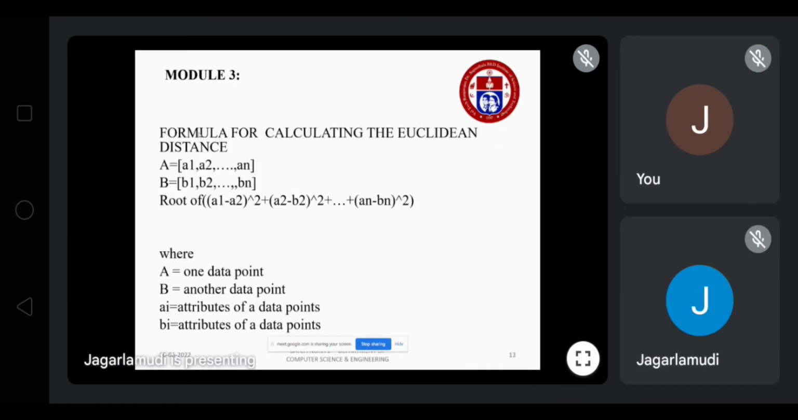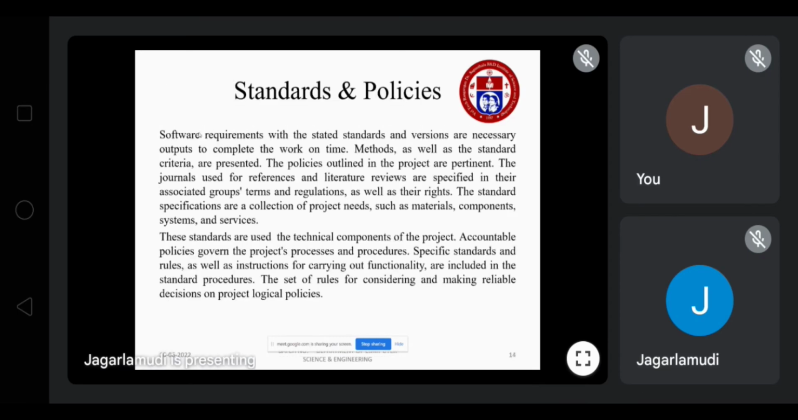This is a formula. This is a matrix from A1 to AN, and B is another. A is one data point, and B is another data point, with attributes from one point to another. The standard tools we are using are PyCharm, NumPy, Jupyter, and some programming. For feasibility, our RAM should be at least 4 GB, and internet connectivity should be there. It will be helpful to complete the structure in the process, following the standard set of rules while carrying out the functionality.